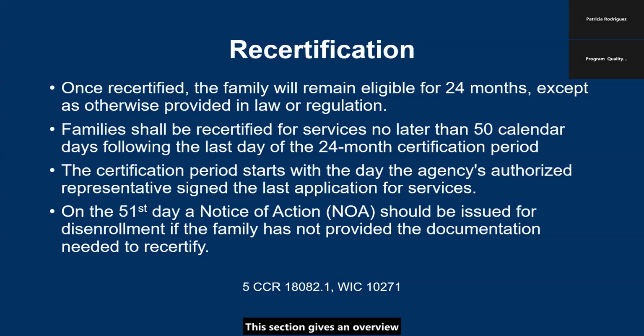This section gives an overview of the recertification timeline and the duration of their eligibility. Information should include the certification time period of 24 months unless the family receives services under a CalWORKs Stage 1, 2, or 3 program, which is limited to not less than 12 months of eligibility, the recertification timeline and associated deadline, and what happens when a family does not provide the documentation needed to recertify. Now let's go over the exceptions which may change the services prior to 24 months.